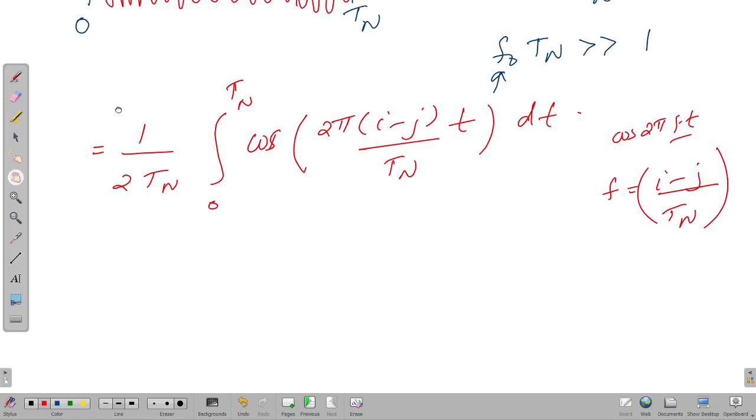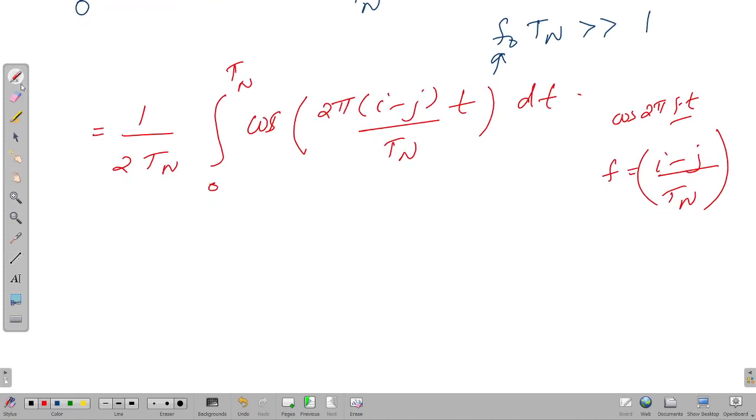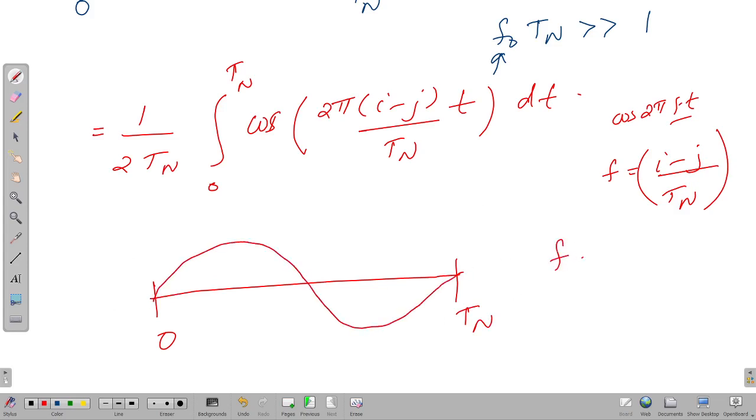For example, we are looking at this time range 0 to Tn. If I had just one wave like this, the frequency is 1 by Tn. If I want a wave with frequency 2 divided by Tn, which means twice along this range, you need to have a wave like this.